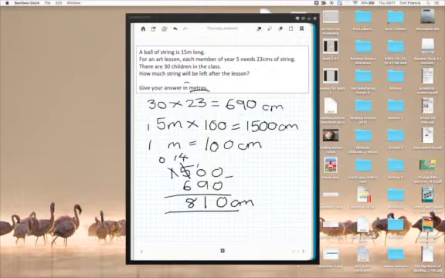But remember, the question wanted the answer in metres. So to turn that back into metres, I'm going from high to low. High number to a low number is dividing. And what am I going to divide it by? 100. So dividing it by 100, my decimal point is here. Count 1, 2. So it will be 8.1 metres and underline my answer.